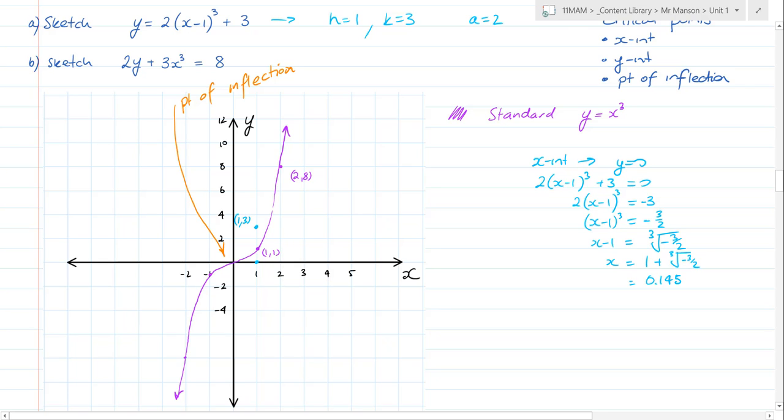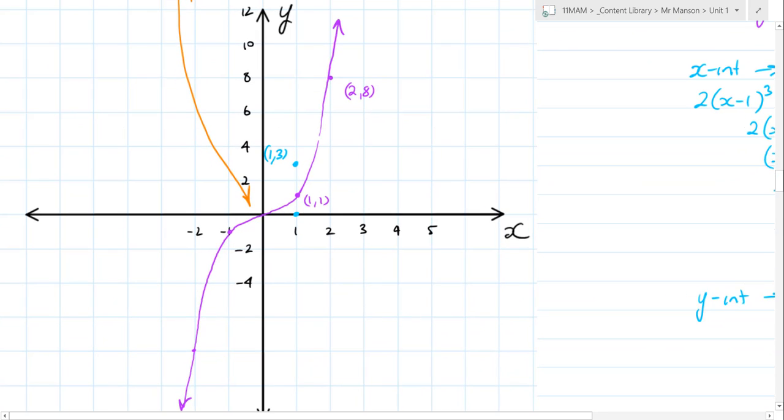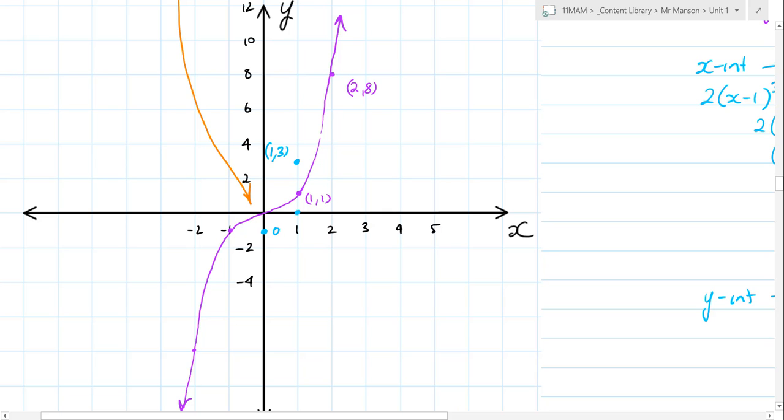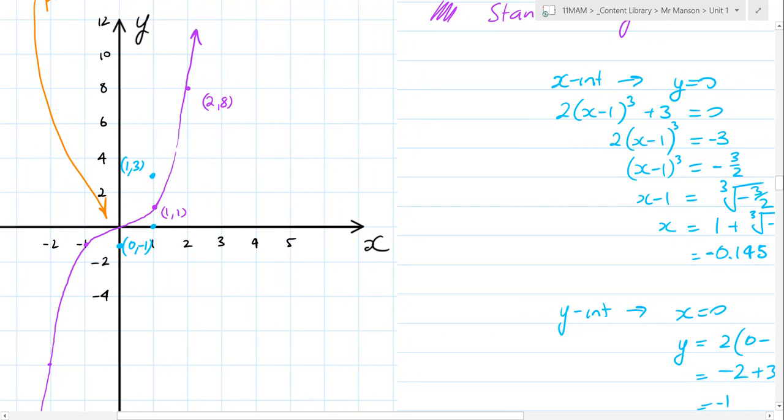And the y-intercept is usually easier. It's when x equals 0. And so, it is negative, yes, thank you. Negative 0.145. The y-intercept is a little bit easier. We get y is equal to 2 times 0 minus 1 cubed plus 3, which is negative 2 plus 3, which is negative 1. And so that means my y-intercept for this function is at (0, negative 1), and my x-intercept is at negative 0.145. Is it negative?